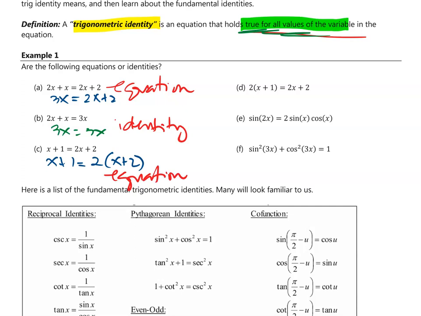Letter D, 2 times x plus 1 is equal to 2x plus 2. If we distribute 2, that's going to be 2x plus 2 is equal to 2x plus 2. And that is true for all the values of the variable x. So that's why this is an identity.